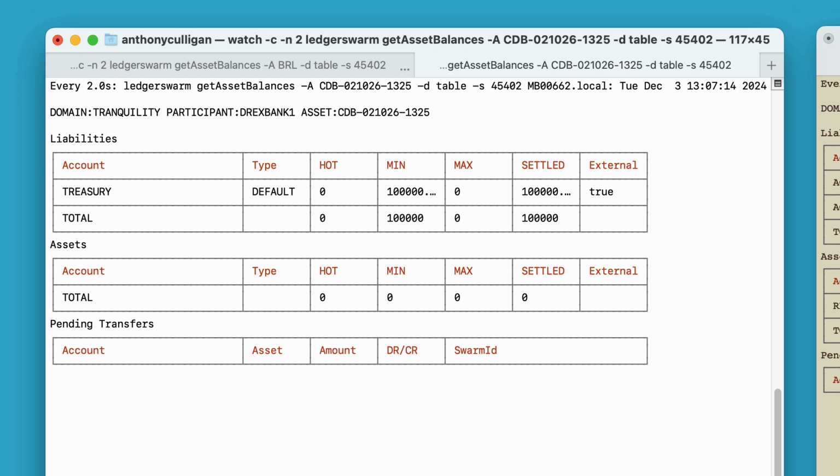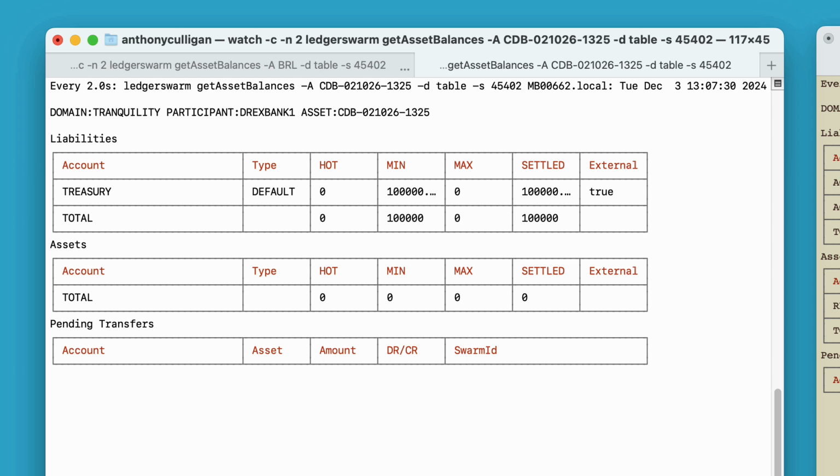Alice will then sell 400 of her CDB holding to Bob at DREX Bank 2 and 100 to Charlie at DREX Bank 2. Each of these will be done as an atomic DVP transaction. We will then pay a coupon on the CDB and will observe how the payments to Alice, Bob, and Charlie are settled across the different ledgers.